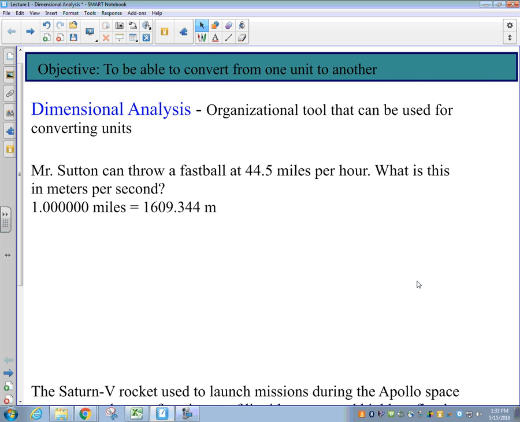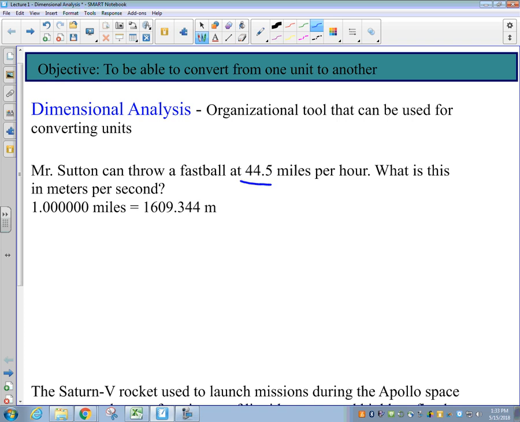Talking about dimensional analysis. Dimensional analysis is an organizational tool that can be used for converting from one unit of measurement to another. In our first example problem, we know that Mr. Sutton can throw a fastball at 44.5 miles per hour, and we want to know what this is in meters per second.